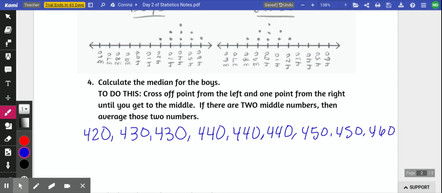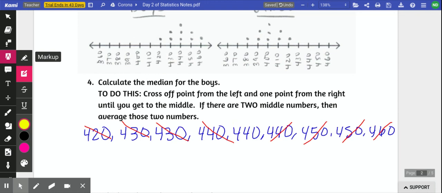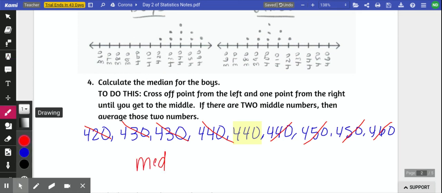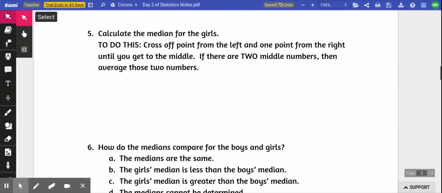So now again, remember I want to find that middle number. So we cross off numbers on each end till we get our way to the middle. So I cross off 1 on the left, 1 on the right, 1 on the left, 1 on the right, 1 on the left, 1 on the right, 1 on the left, 1 on the right. Okay, as you see, I crossed off 4 numbers on the left and 4 numbers on the right. And I have just 1 number in the center, which is 440. So my median is 440.